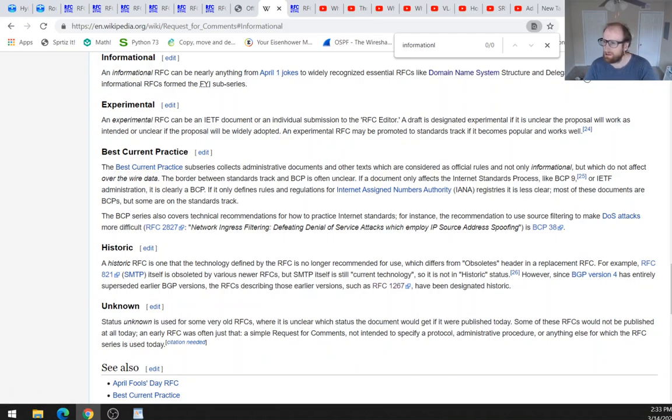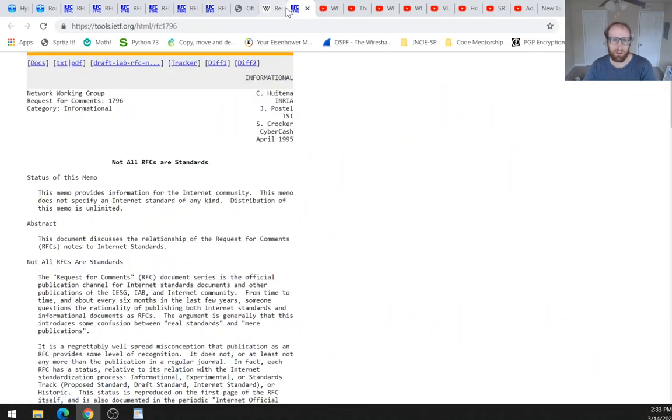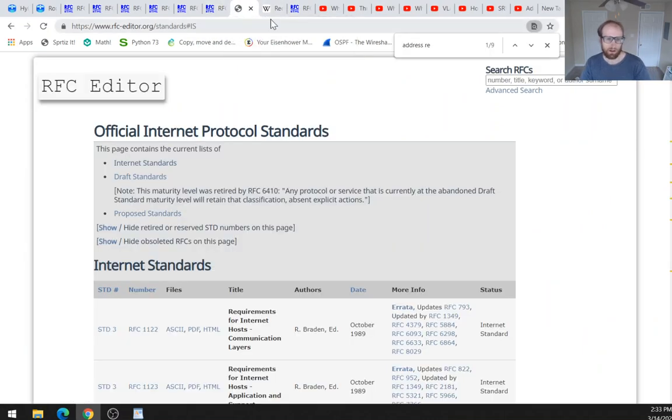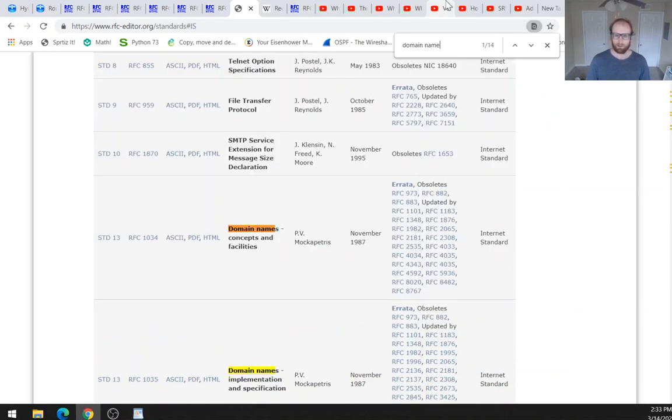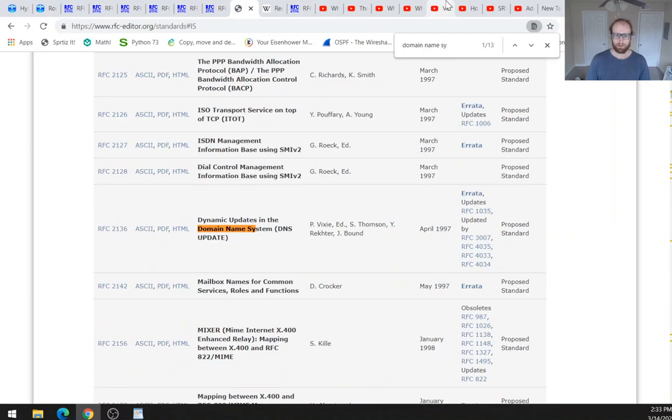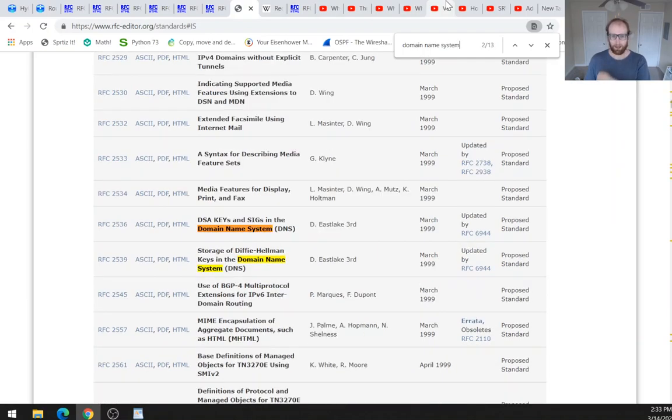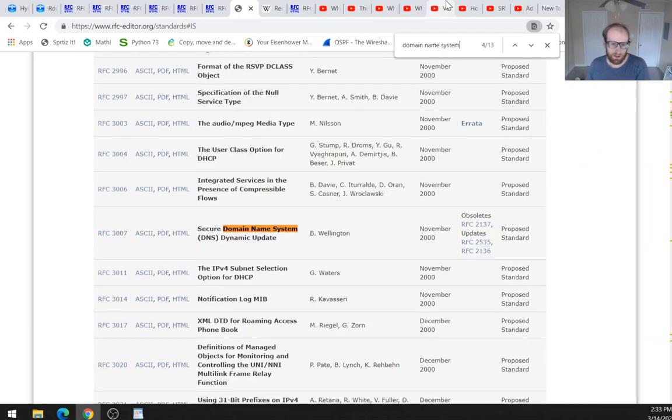Okay, so that sucks. It looks like the distinction between an informational and a standard track RFC or internet standard is really loose. Basically, when they meant to have it be a standard, sometimes they'll have it be informational. Like DNS looks like it's informational, and it's just not a standard.